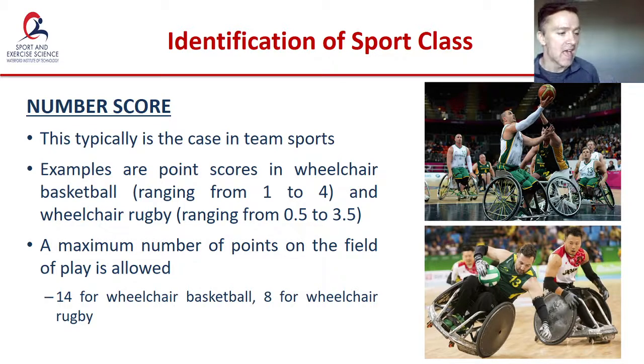So each athlete will be given a score in wheelchair basketball, for example, from 1 to 4, and at any one time the team is allowed to have a combined score of 14 on the court. That means you'll have a mix of athletes with different disabilities on the field, but it should balance out. In wheelchair rugby, the maximum score is 8, and the athletes are given a score of 0.5 to 3.5.